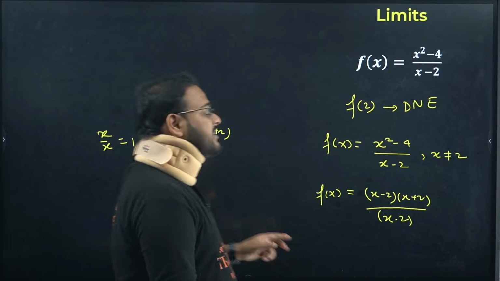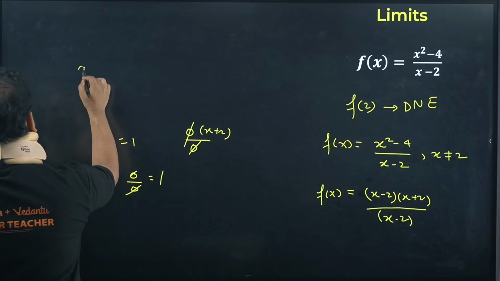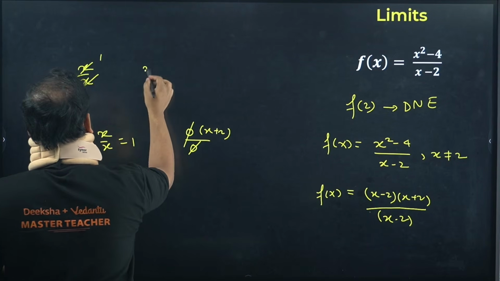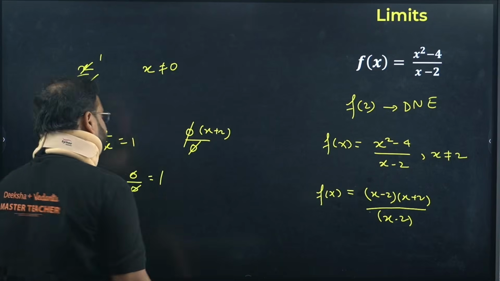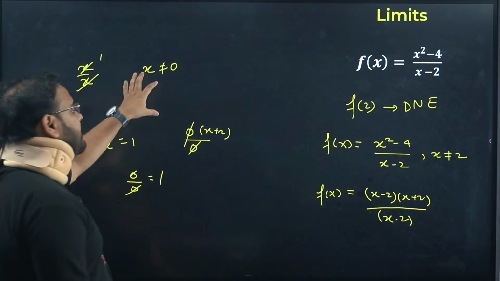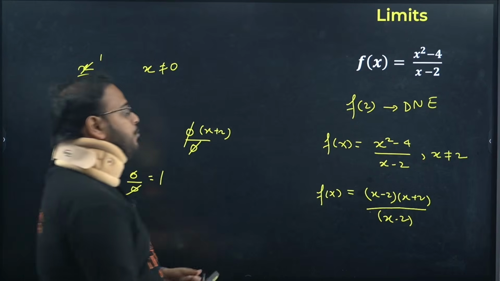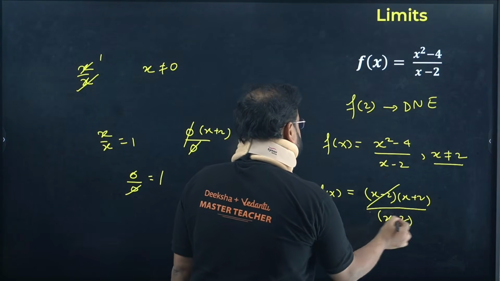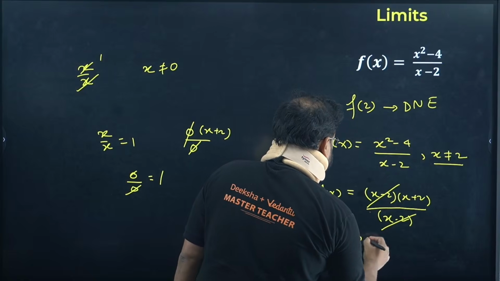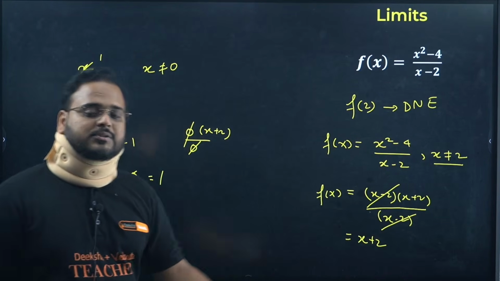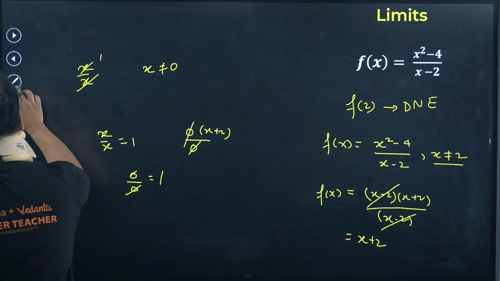So whenever you are cancelling x by x as 1, the understanding statement is x should not be 0. That's very, very important. Something is cancelled means that particular value cannot be 0. So once this is true, then I can cancel these two. And what is my answer? Simply x plus 2. And this is a linear function.